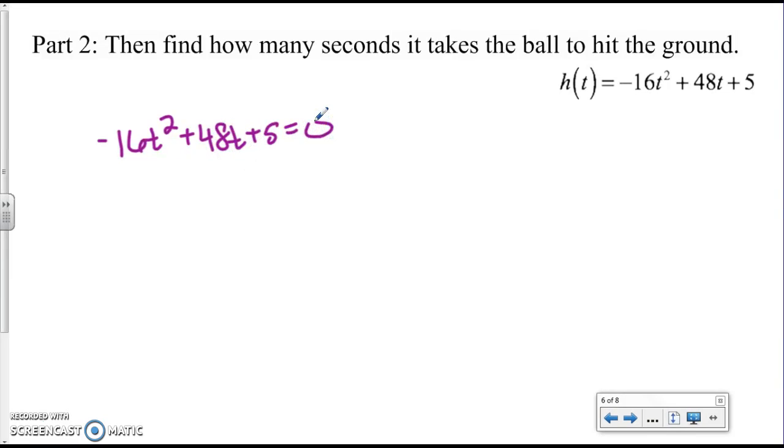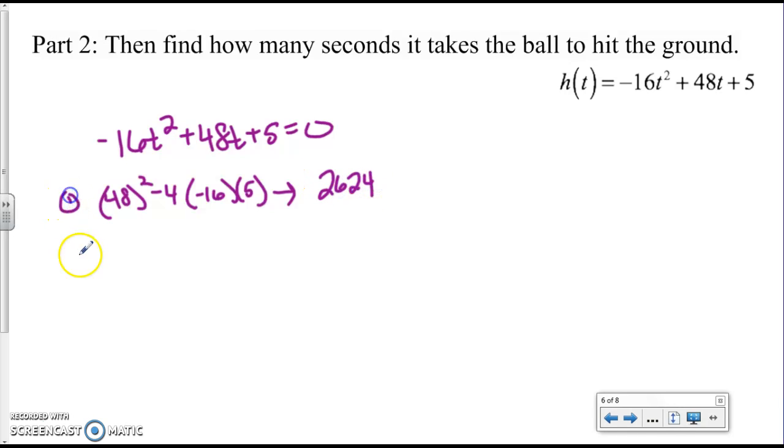Now, I don't know about you. I'm not sure about factoring that one. So I'm going to go ahead and do the discriminant. So b squared minus 4 times a times c. I'm going to type that all in my calculator. And when I do that, I get a fairly large number, so 2624. And since it's such a big number, and those are big numbers to factor, I'm going to go ahead and take the square root of 2624 to see what I get.